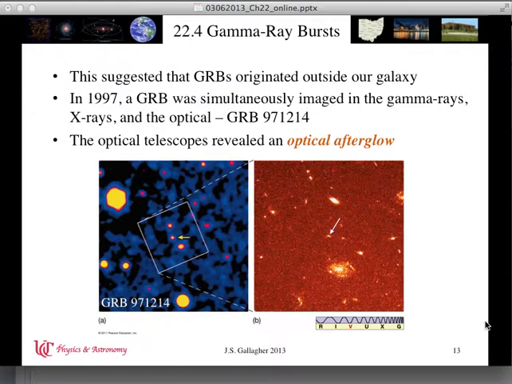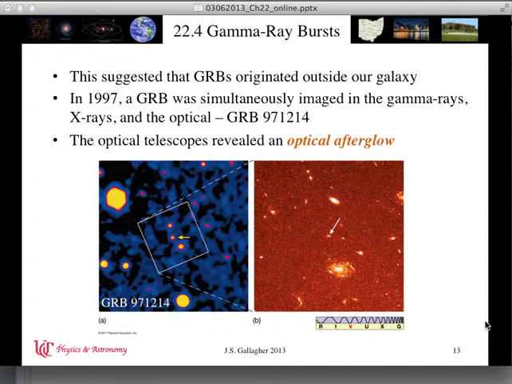This changed in 1997 when a gamma ray burst, 971214, went off and was imaged in rapid succession in gamma rays, X-rays, and the optical. Okay, this is the code for gamma ray burst 971214. 97 is the year that it was discovered, 12 is the month, and 14 is the day. So this particular one was discovered on December 14th, 1997.